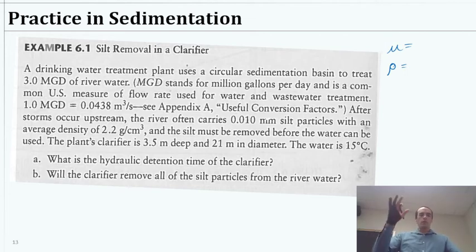But okay, so coming back to question B, will the clarifier remove all of the particles from the river water? So essentially, we're looking for theta, and we're looking for is Vs greater than V naught. Okay. So go ahead and start working on that. I'll get this portion written up, and then we'll work through it together in a few minutes.